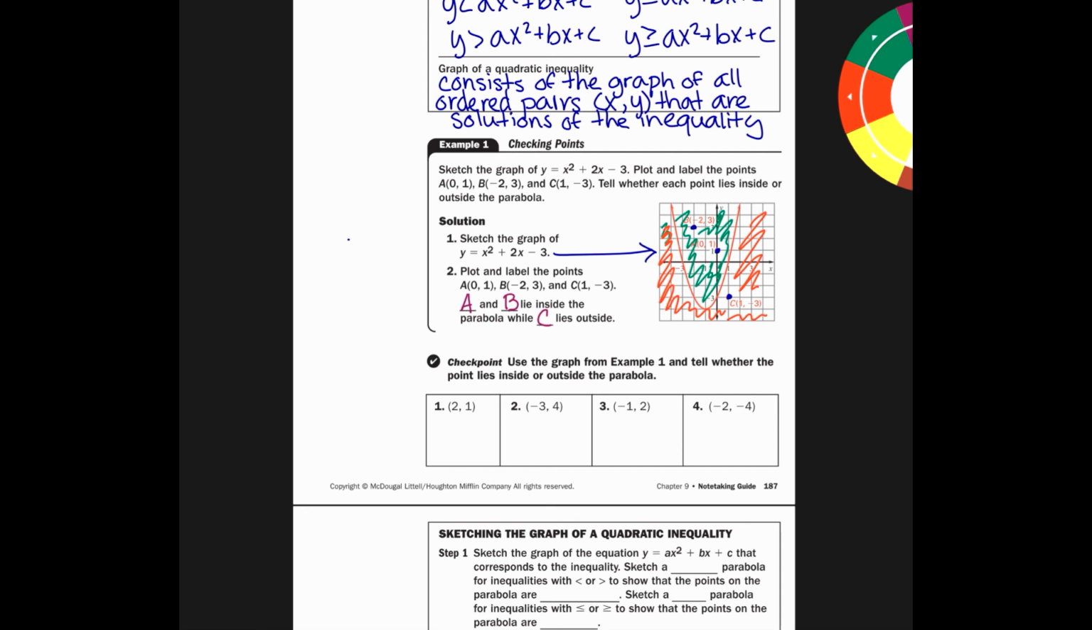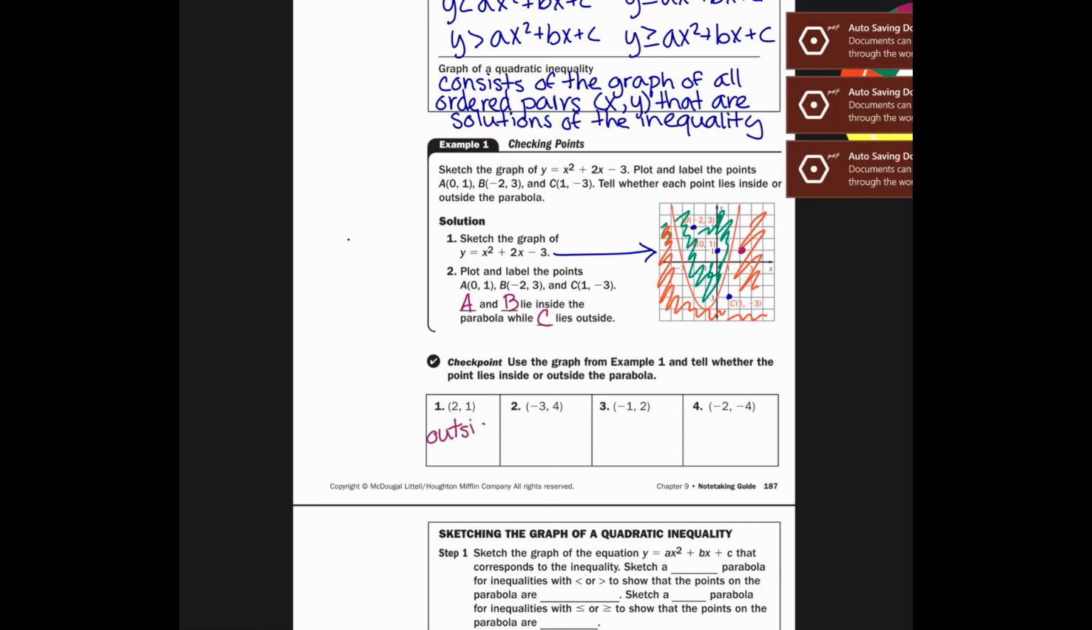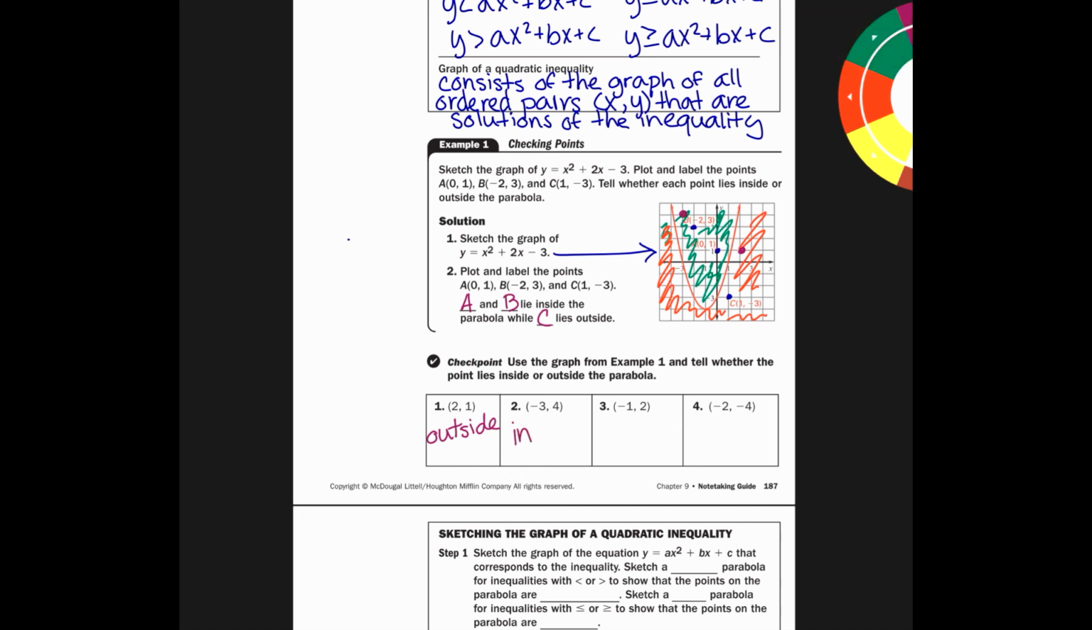So now, all it wants you to do for this checkpoint is put these points in and tell if they're inside or outside. So inside is green, outside is red. So let's look at 2, 1. So here's 2, up 1. Okay, that's going to be an outside. Which would mean it wouldn't be a solution. Negative 3, 4. Negative 3, up 4. That's going to be inside. So go ahead and do that for 3 and 4. You probably don't need to pause the video to do that. You can do that right now, or if you need more time, you can pause it.